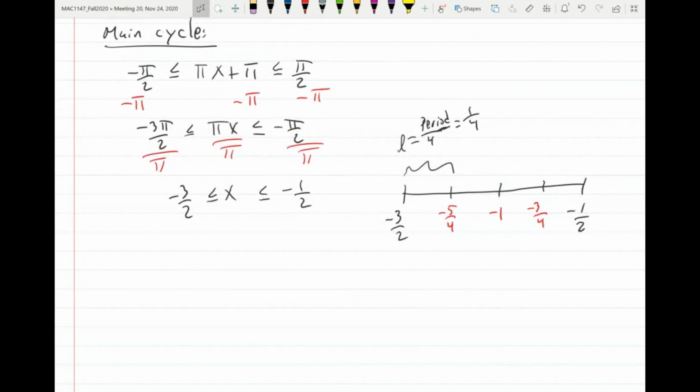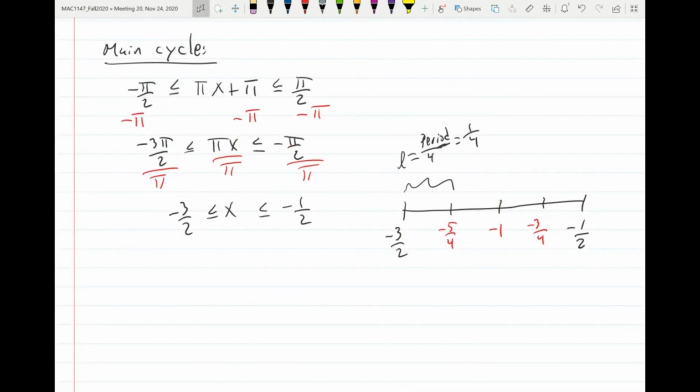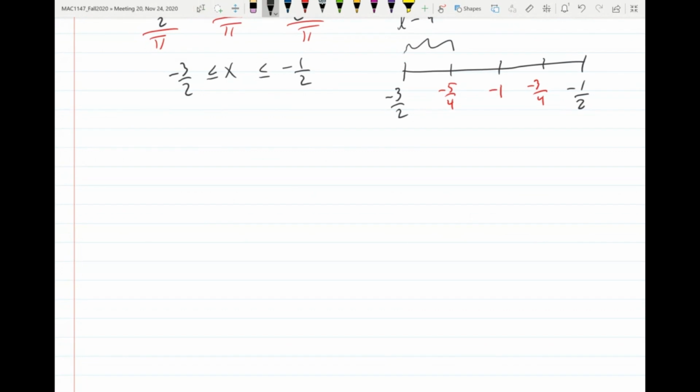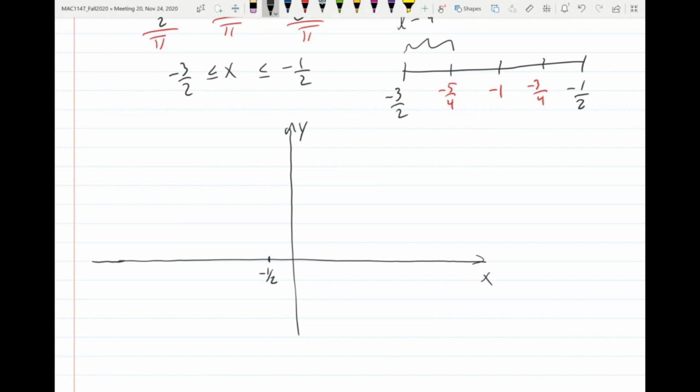Questions on the values for the main cycle? Okay, so now we draw. So let's see, this is being pushed to the left. So I should give myself some space to the left. All right, so it's going to begin at -3/2 and finish at -1/2. So let's say that this is -1/2. So I have to do 1, 2, 3, 4. So this would be -3/2. Okay.